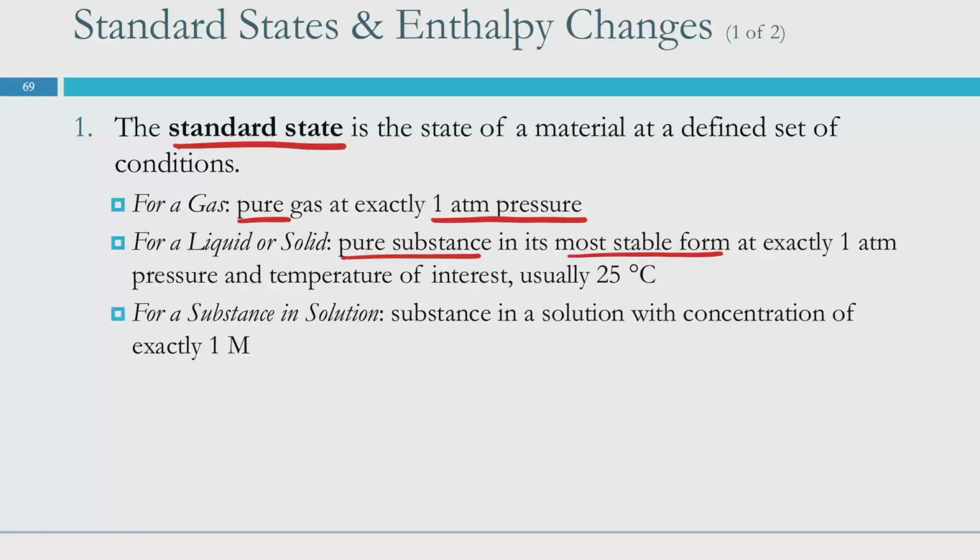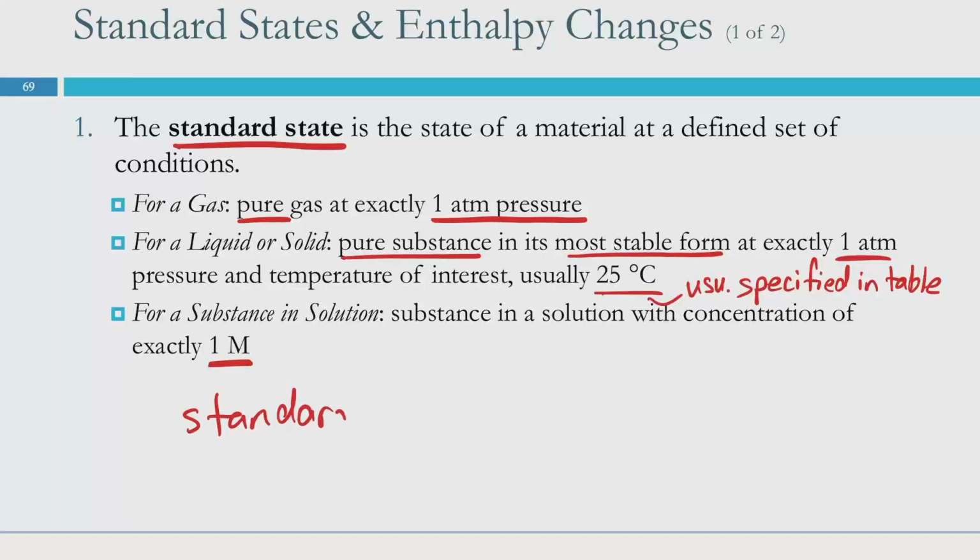Typically the form that we find it, the natural, quote unquote natural form, at 1 atmosphere of pressure, and the temperature is usually specified. It should always be specified when you see it in a table. But typically it's probably going to be room temperature, so 25 degrees Celsius. For a substance that's dissolved in a solution, it's 1 molar.